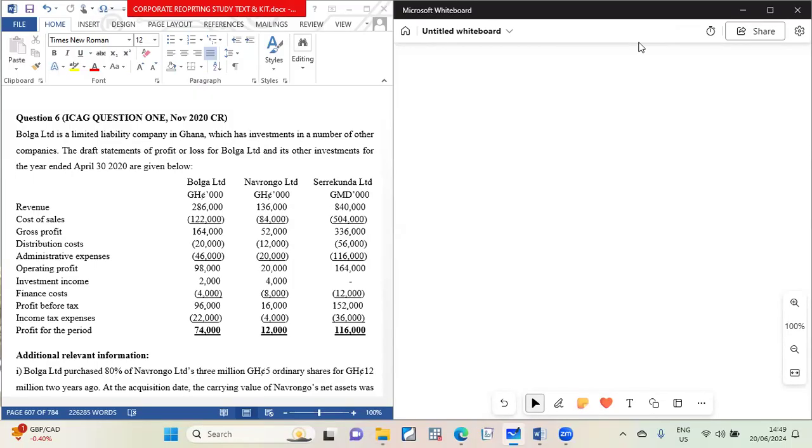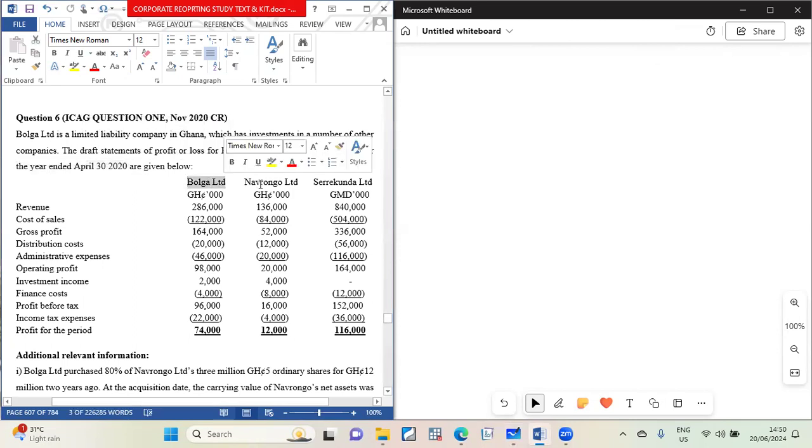All right, so this is the question that we have in front of us. Apparently, since November 2019 in the ICAG exam, this foreign consolidation has happened only twice in the paper. So those of you who are writing in 2024, and the new syllabus starts in November 2024, have to prepare for one. We have Bolga Limited, a limited liability company in Ghana, which has investment in a number of other companies. The draft P&L is for the year ending April 2020.